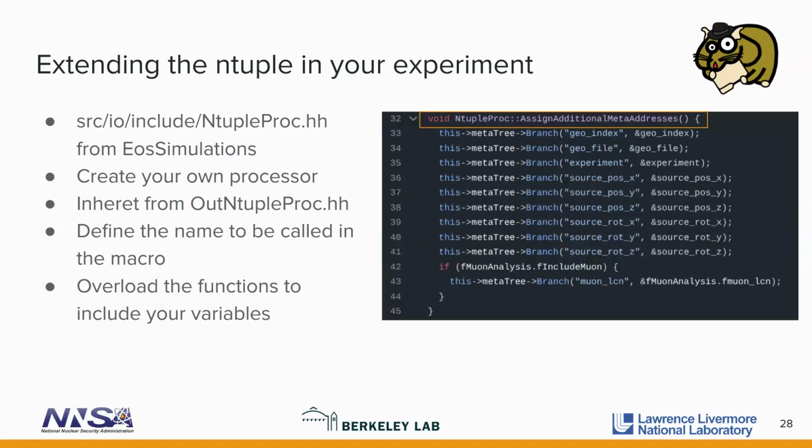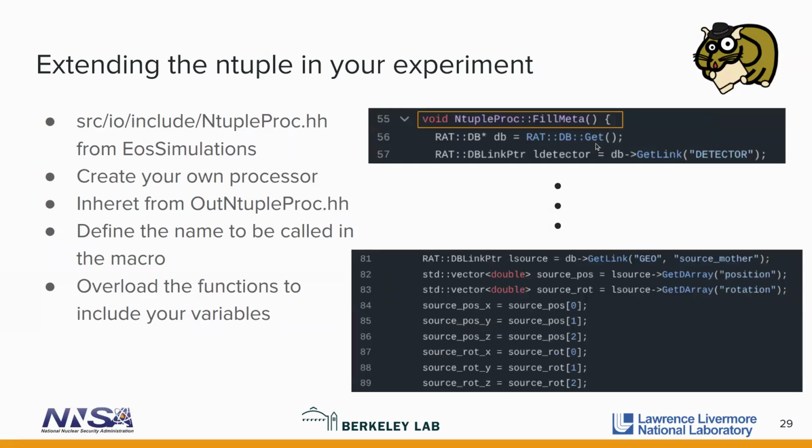You overload those functions that I mentioned before, the assign additional meta addresses or assign additional addresses. This shows that we wanted to keep the source position and source rotation or direction for some of our sources. Then you overload fill meta or fill event, where in this case you get the information from a database and set each of those variables to the source positions from your database. And then this processor will include those additional variables in your n-tuple.